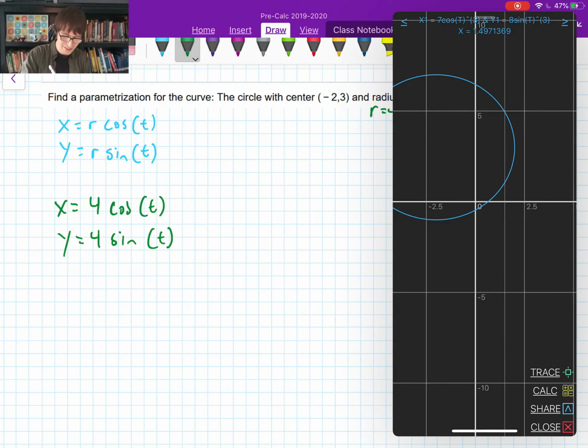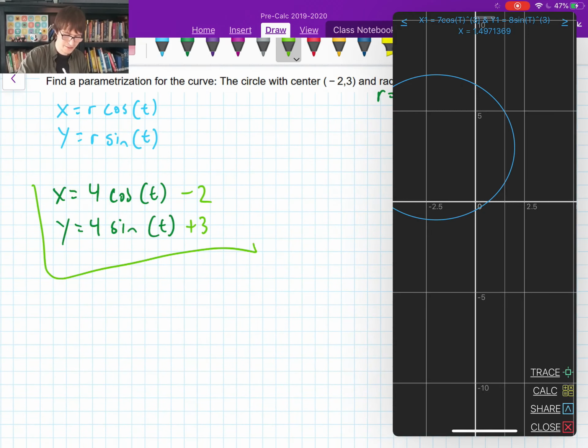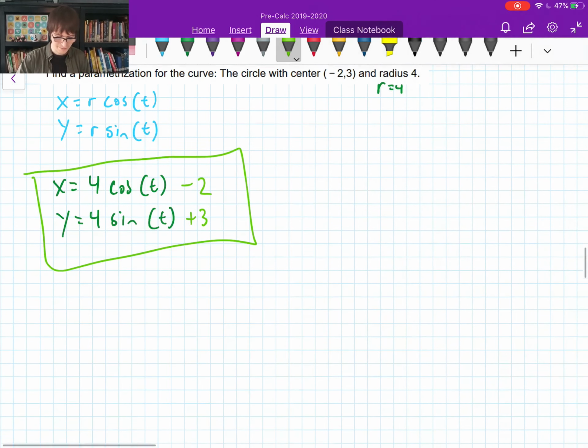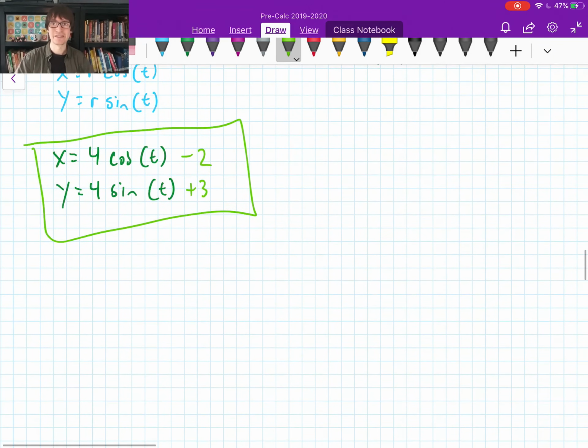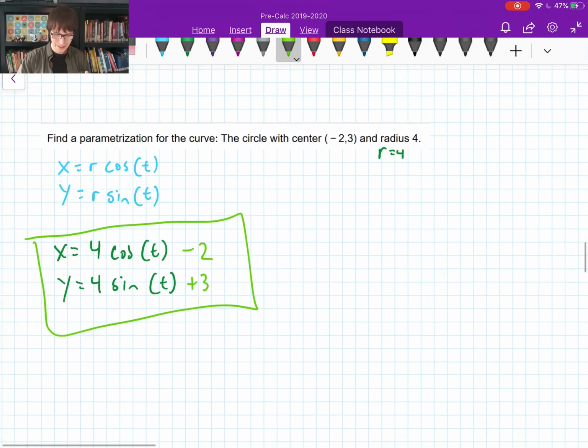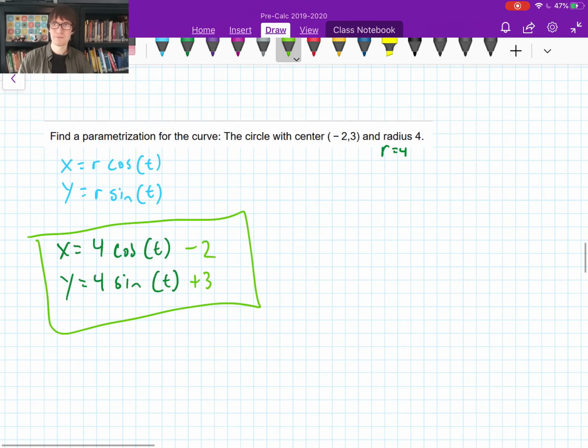Great. So that gives us 4 cosine t minus 2. Let's actually choose a different color so we can make it clear. We've discovered something. I think it's worth a different color. So minus 2, and then plus 3. And that gives us our answer. That's close to the same color, but it's fine. Great. And that's all we have to do. That's our answer. It has a center of -2, 3, and it's got a radius of 4. It satisfies all the things we need.